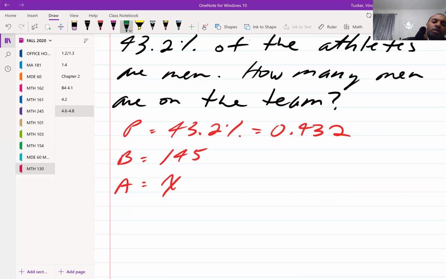All right. So, like I said, you can either do APB or PBA. Just remember that the percentage times your base is going to equal that amount. So you go 0.432 times 145 equal to X.